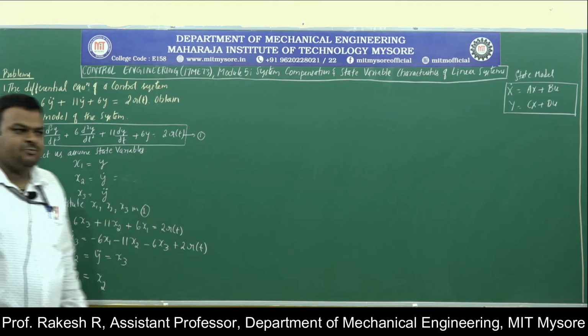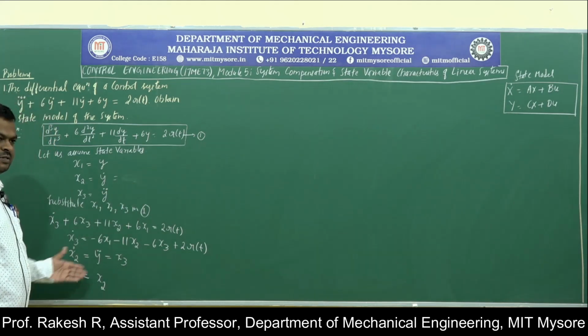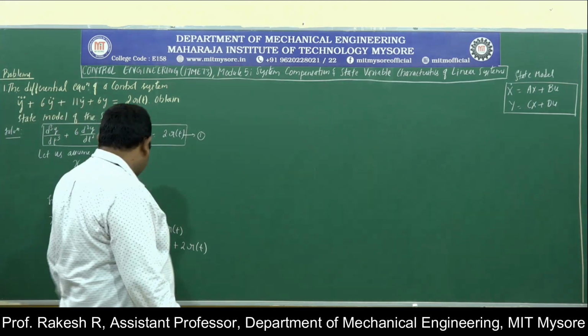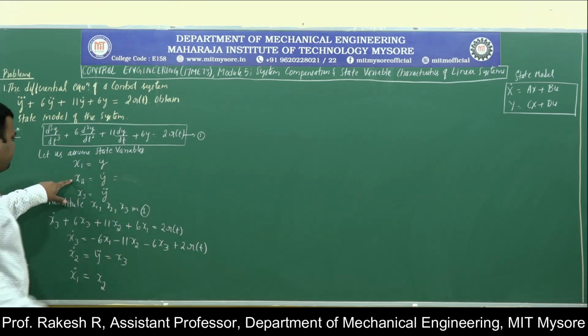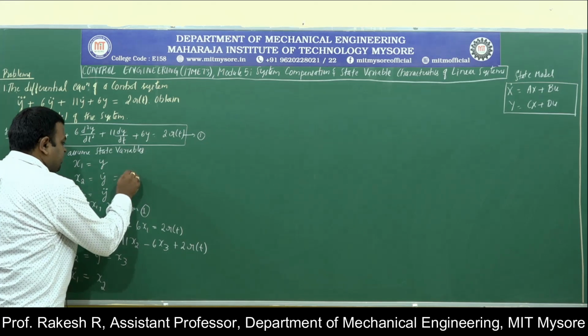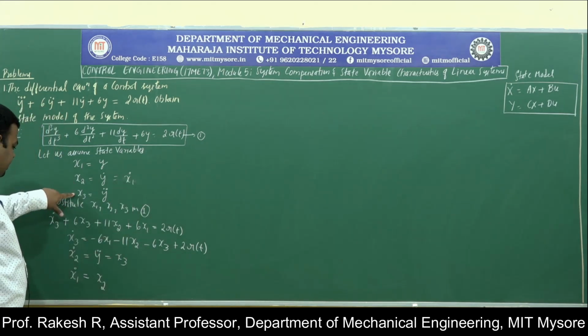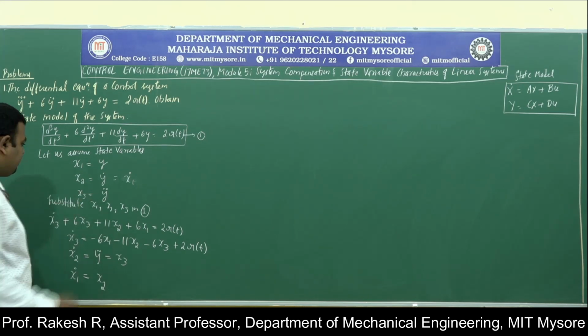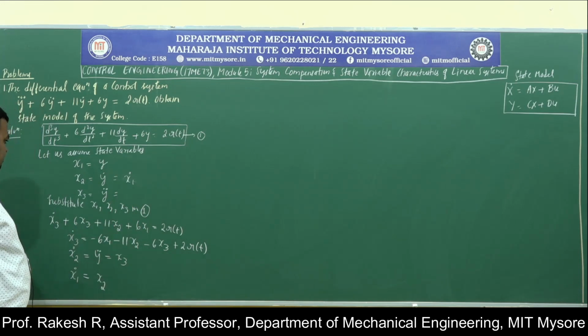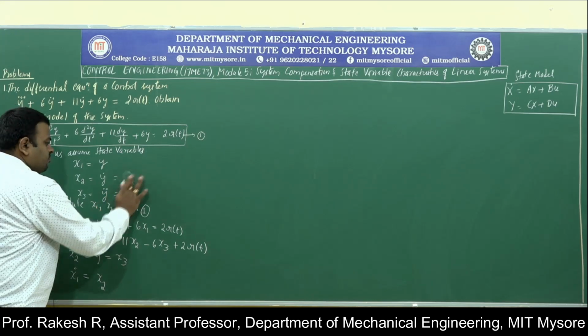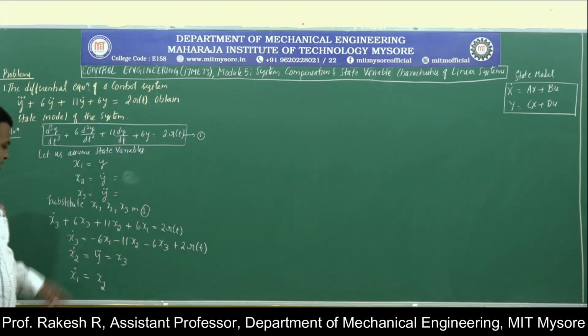It is a general explanation. So what I have substituted are the values. First x1 dot is nothing but y dot, it is x2. Similarly x3 is nothing but y double dot. So these are the state variables.